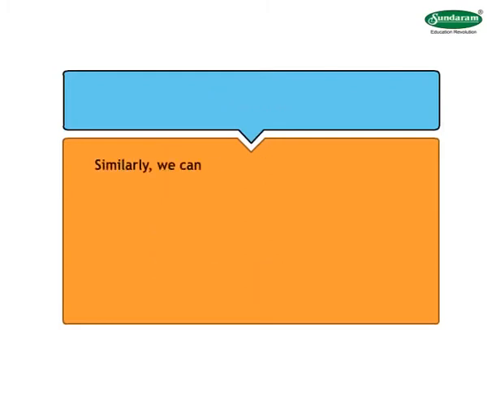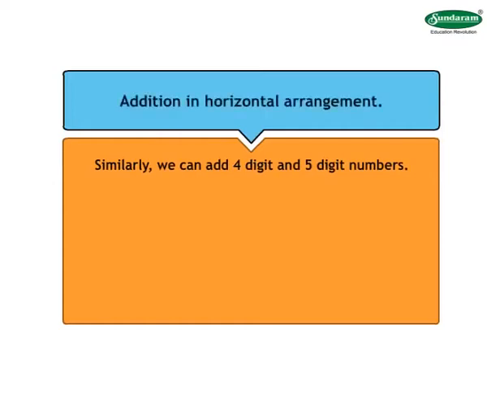Similarly, we can add 4-digit and 5-digit numbers. Let us now see how we can carry out the addition in horizontal arrangement. Let us add 3205 plus 1672 plus 2112. Solution. Add units place digits of the three numbers, that is, add 5 plus 2 plus 2, which is equal to 9. Write 9 in answer box in units place column.